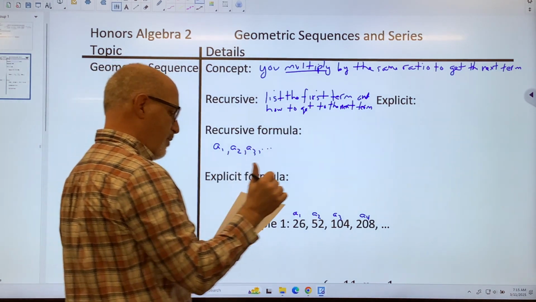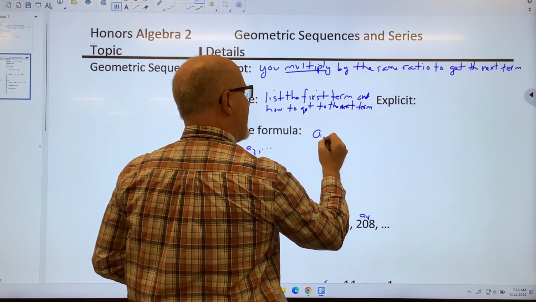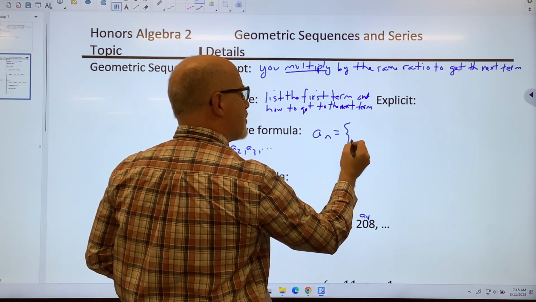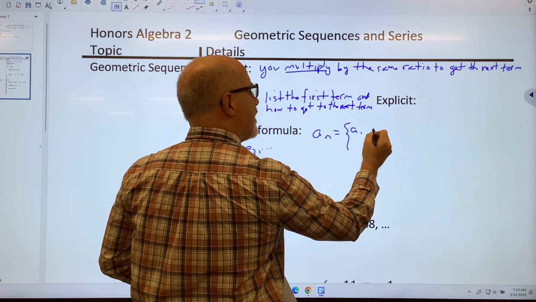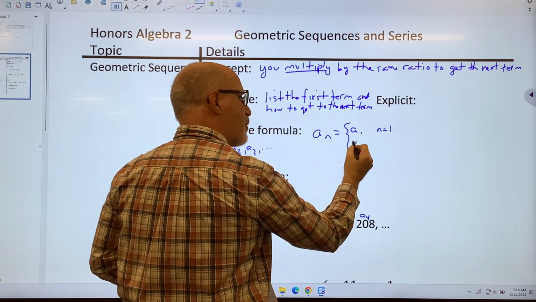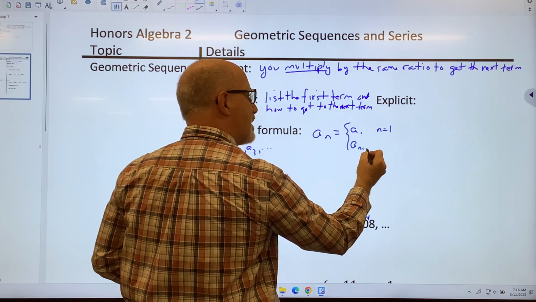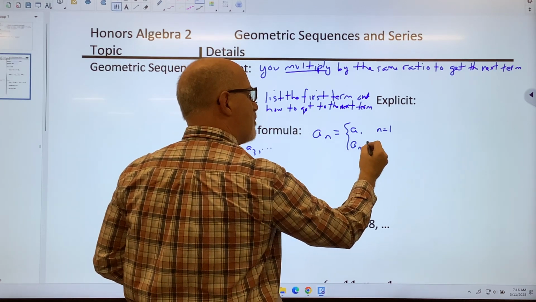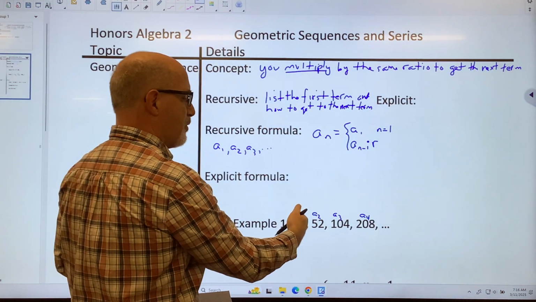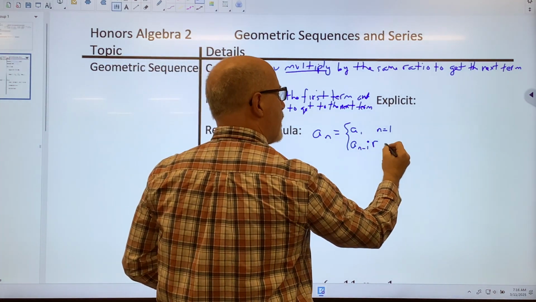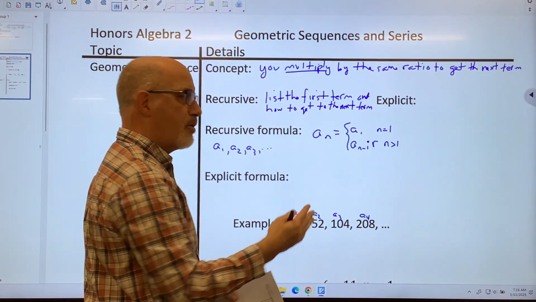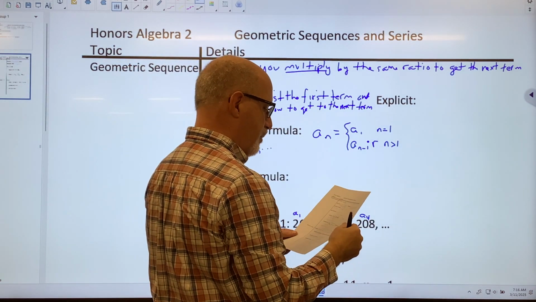So the recursive formula is where you say any term in the sequence, a sub n, is going to be either the first term, which would be a sub 1 for n equal to 1, or you take the previous term, that's a sub n minus 1, and you multiply by a common ratio. That number here would be multiplying by 2 each time when n is greater than 1. So for the second, third, fourth term, you can use this to find what the next term is.